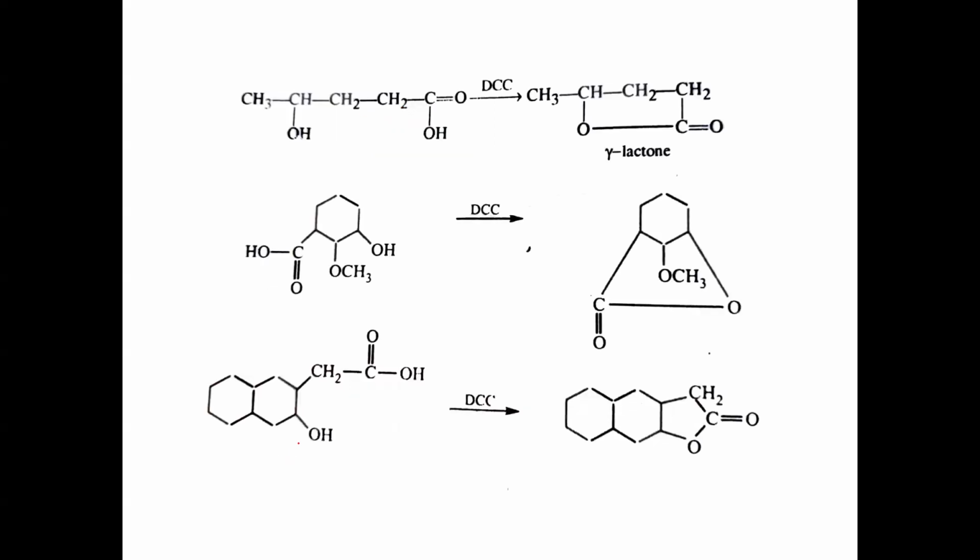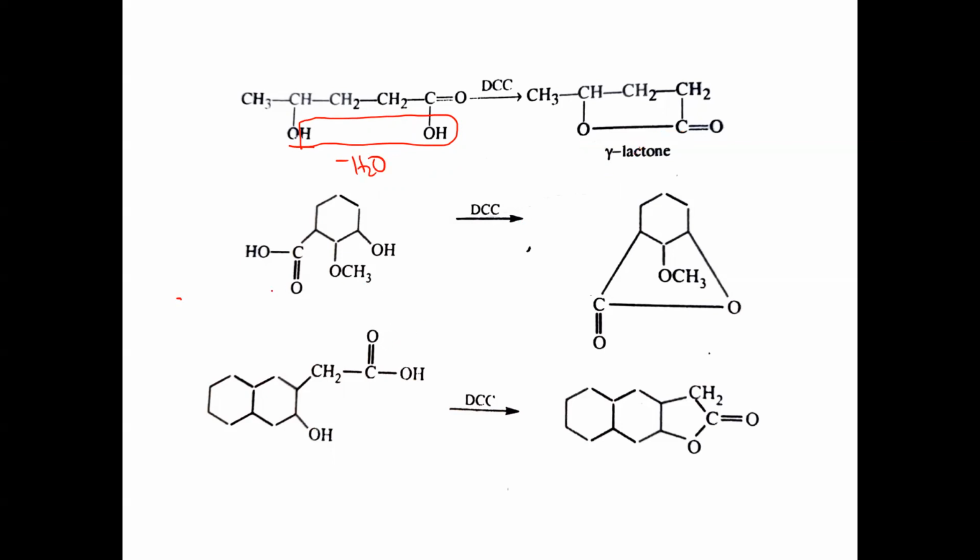Next one is the formation of lactone. Here we can see a compound in which we have OH and COH in the same molecule. So here we react that with DCC. What happens is that the OH here, the OH of the acid, and the H of the alcohol get removed as water and it forms the lactone. Lactones are cyclic esters.